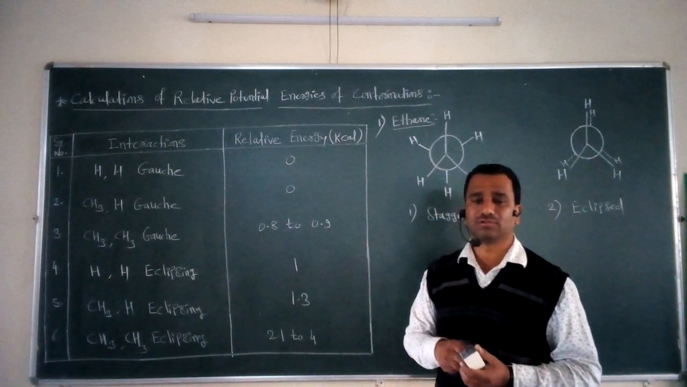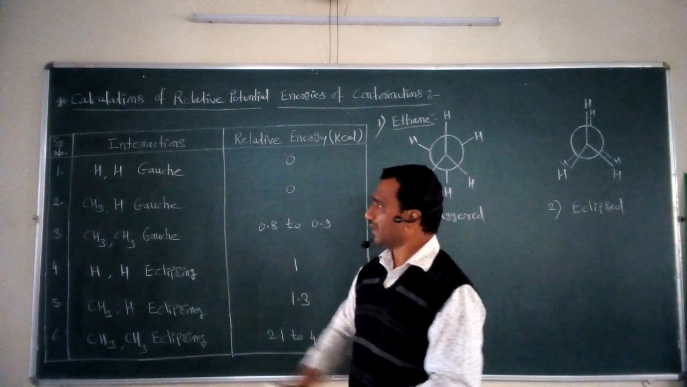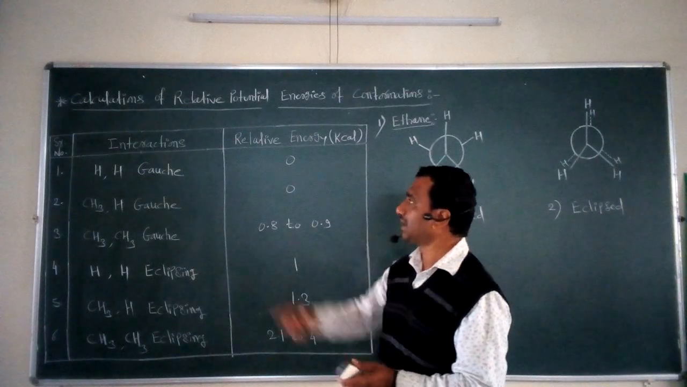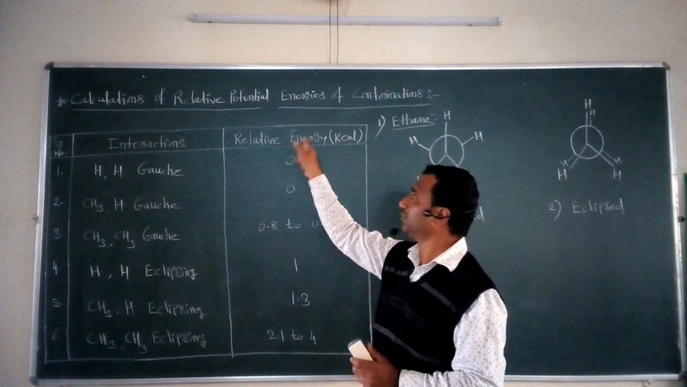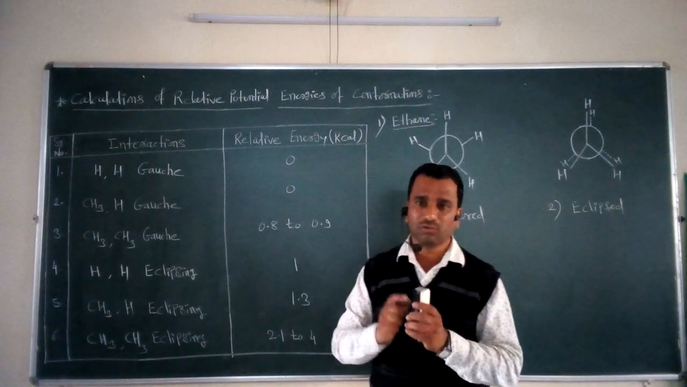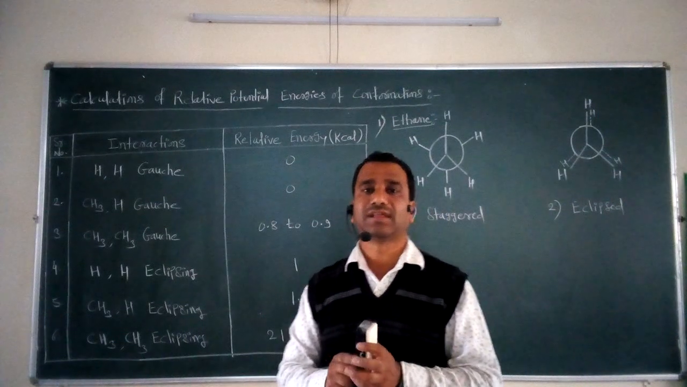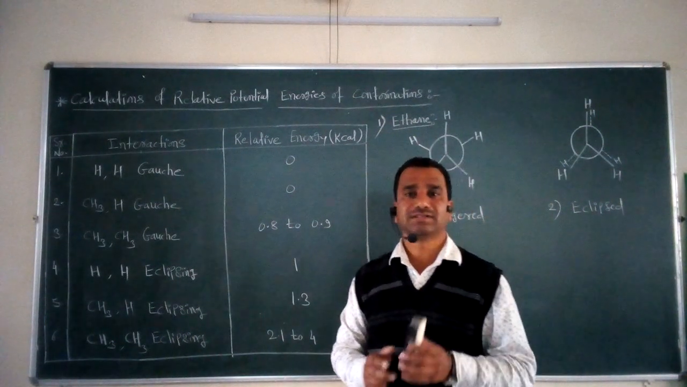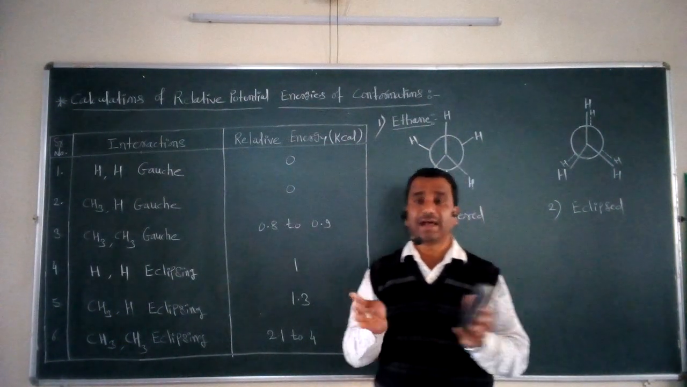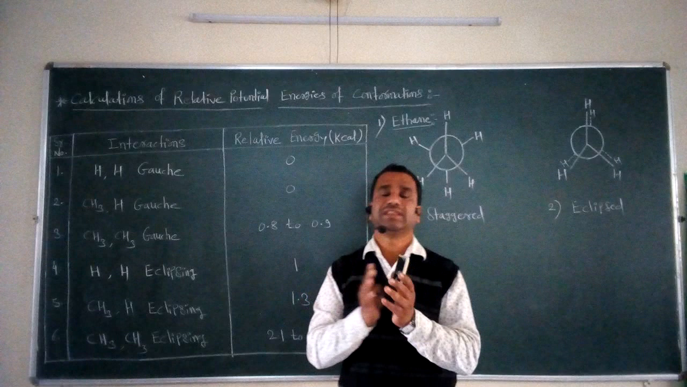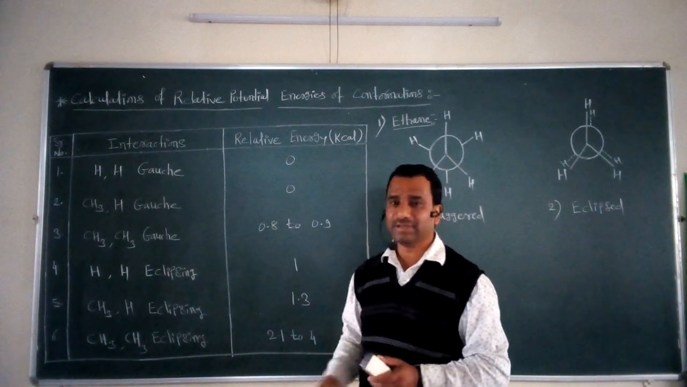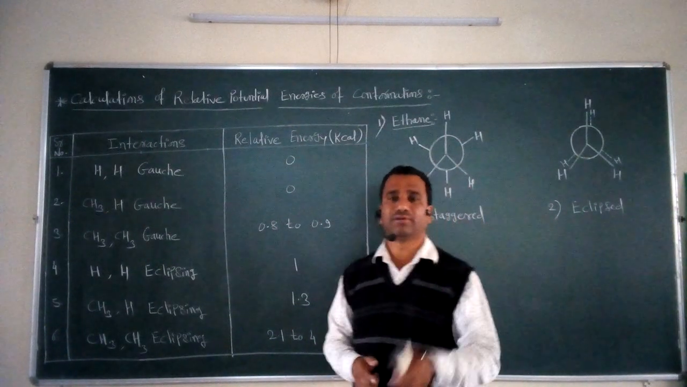In this table we have to study two different parameters. The first is the interactions present in a conformation, and the second is the respective relative energy in units of kilocalorie for those interactions. A particular conformation has different types of interactions depending upon the dihedral angle between the various atoms, groups or substituents. These are some important interactions present in a conformation of a molecule.